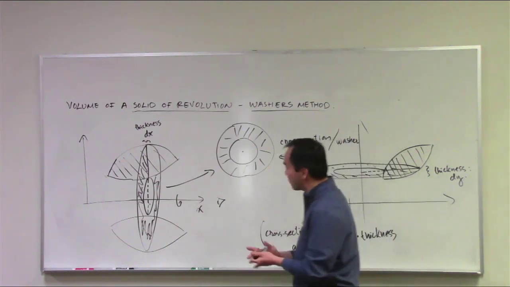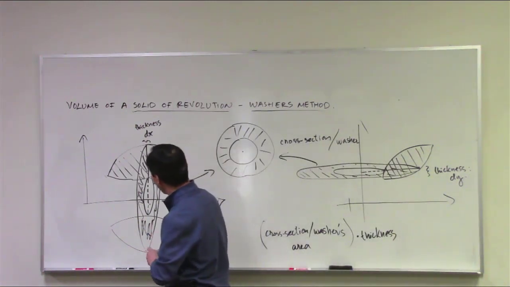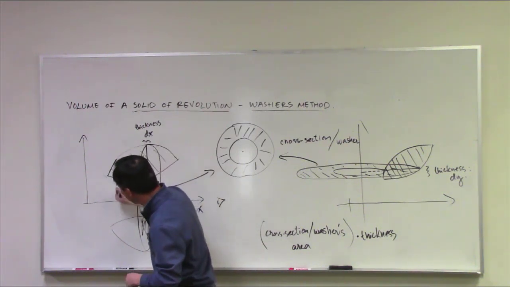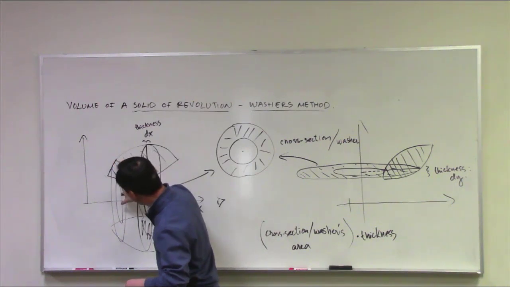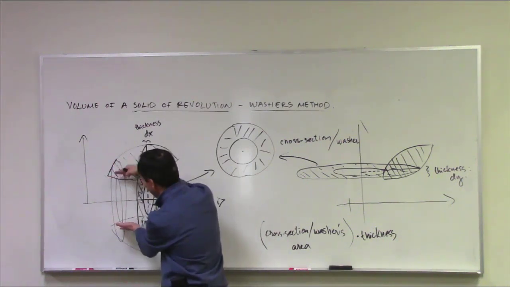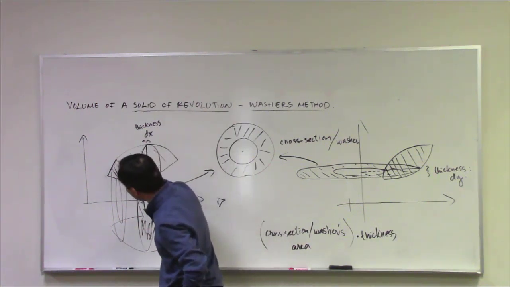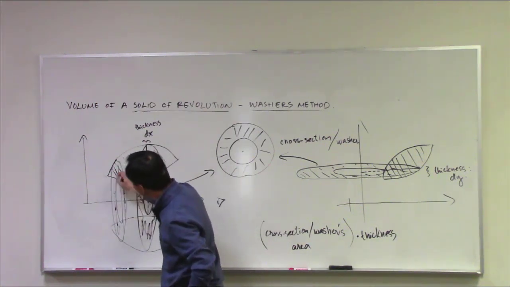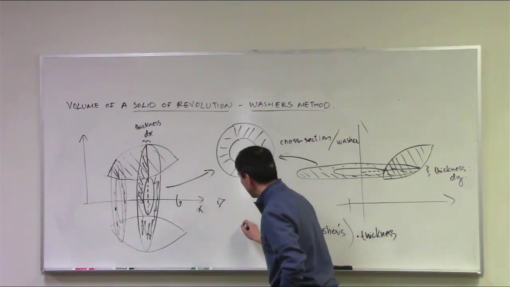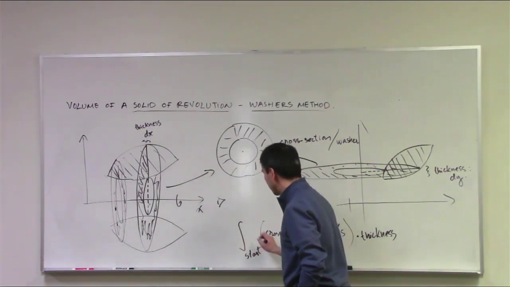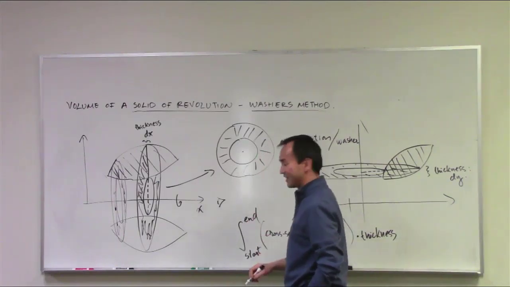But the idea is our picture now. When you're looking at the whole picture, it's not just one washer. It's infinitely many washers, right? And the space between them grows big or grows small depending on the shape of the regions that define it. That's why we're accumulating now. We're accumulating all of the washer volumes from a start to an end. Okay? That's how we get the volume.